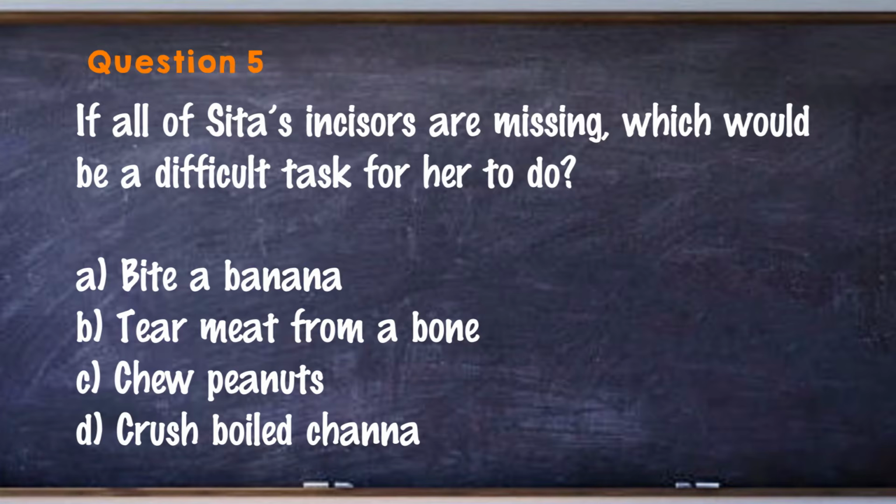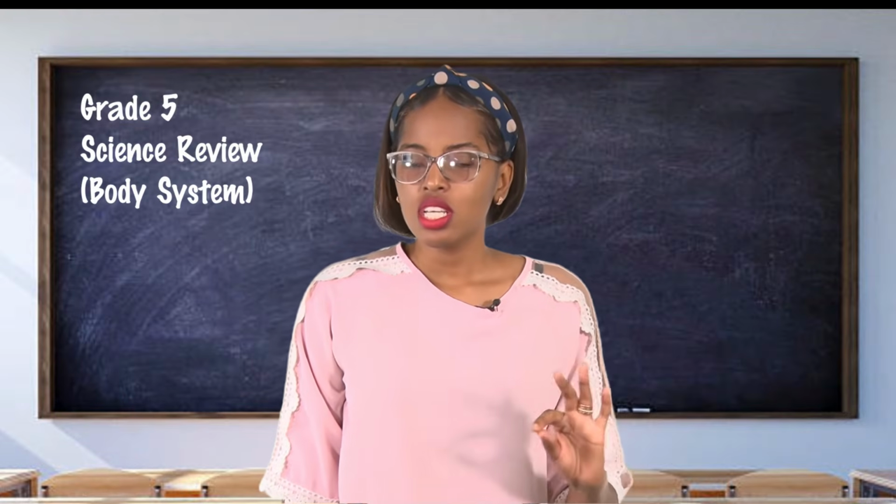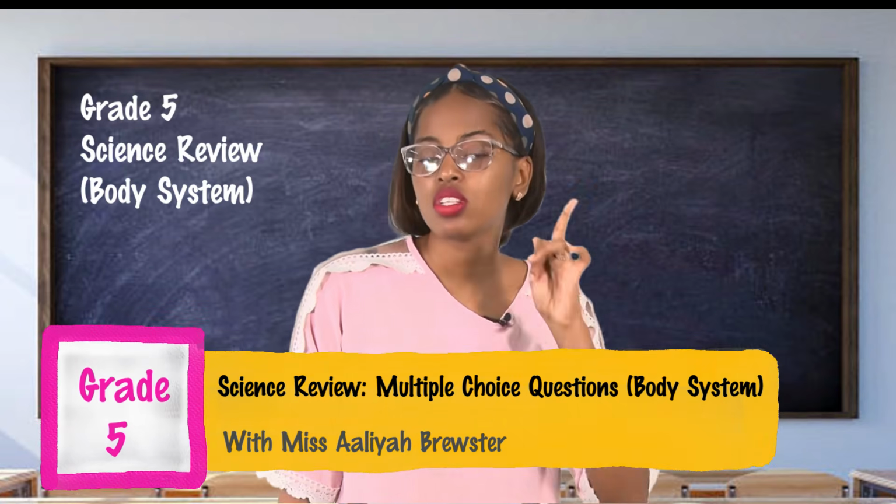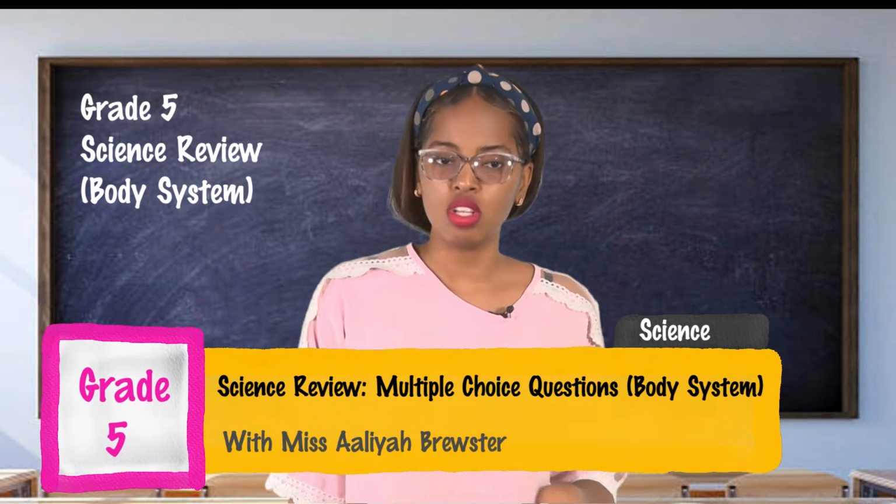Good. Question 5. If all of Sita's incisors are missing, which would be a difficult task for her to do? Is it A, bite a banana, B, tear meat from a bone, C, chew peanuts, or D, crush boiled chana? Now this question is calling for us to think critically, okay? So let's go back to knowledge.